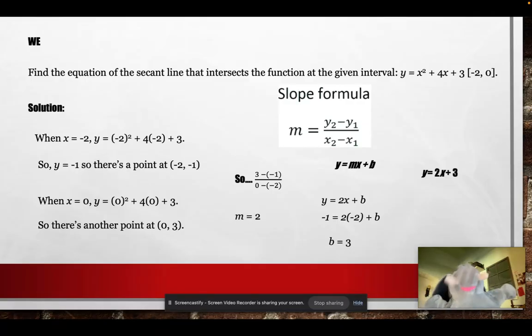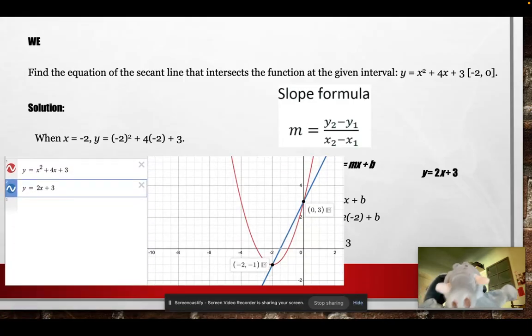All right, and then I just wanted to give you all a visual, so go ahead and check this out. So of course that parabola, that's in red, right? And we found the secant line, that's the blue line that you see there. We found what the equation of that line is, and you can see that it goes from -2 to 0, right, on the interval, on the x interval, okay?